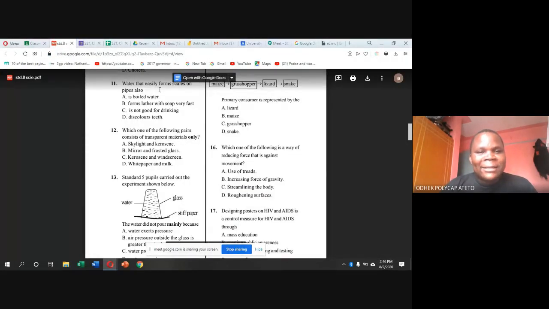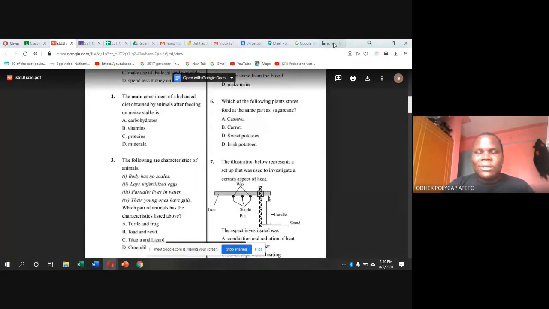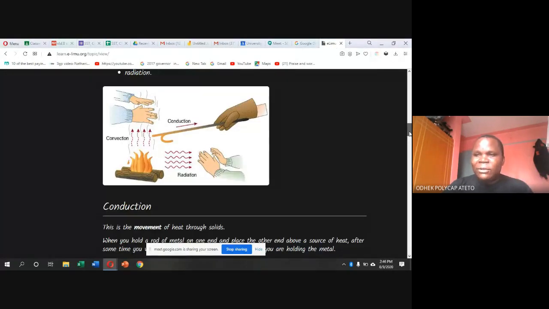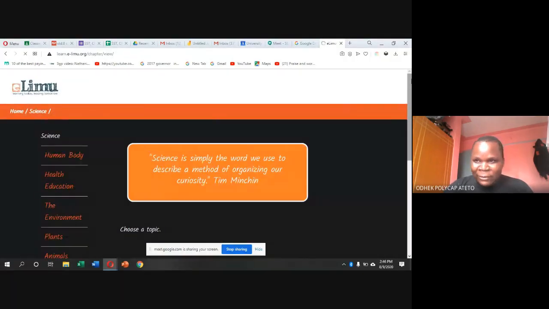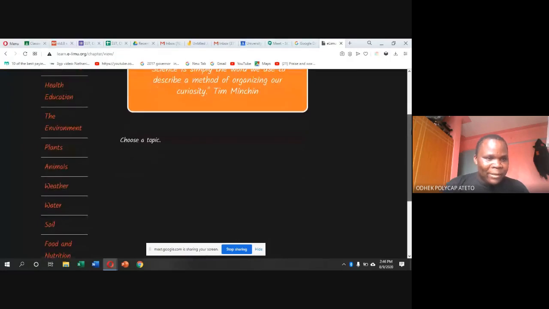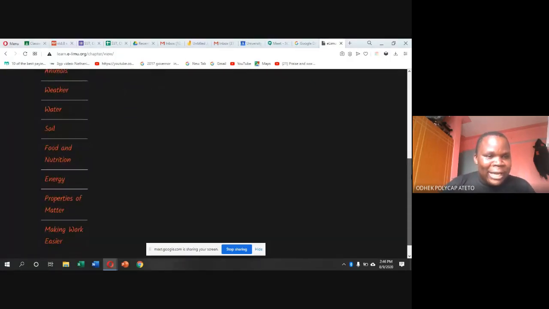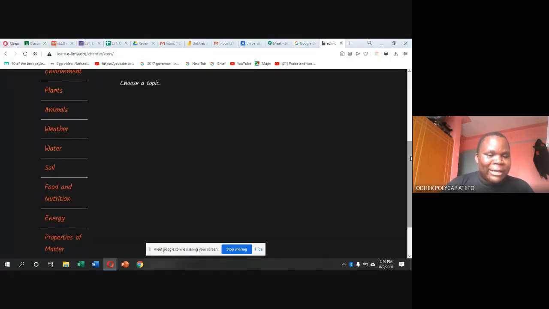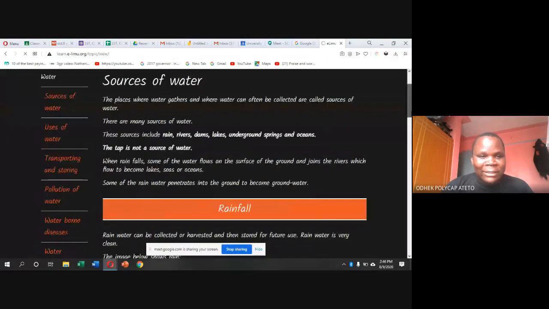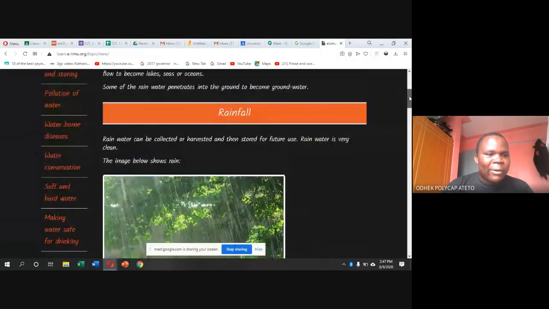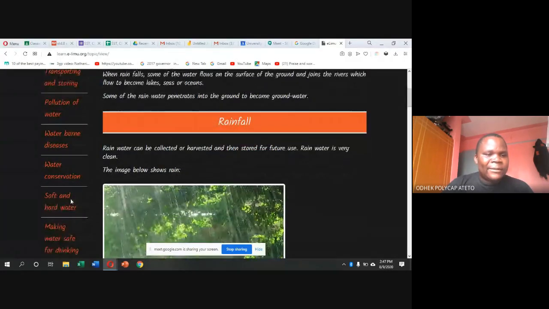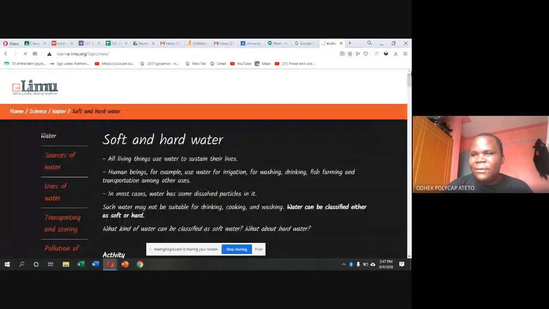Water that easily forms scales. That is hard water. That is hard water. Let me show those people who have not seen hard water. These people who are staying in Nairobi might not have seen hard water, but the people in Isiolo and Marsabit have seen it. So I want to see where we are talking about the scale. The scales are these ones.